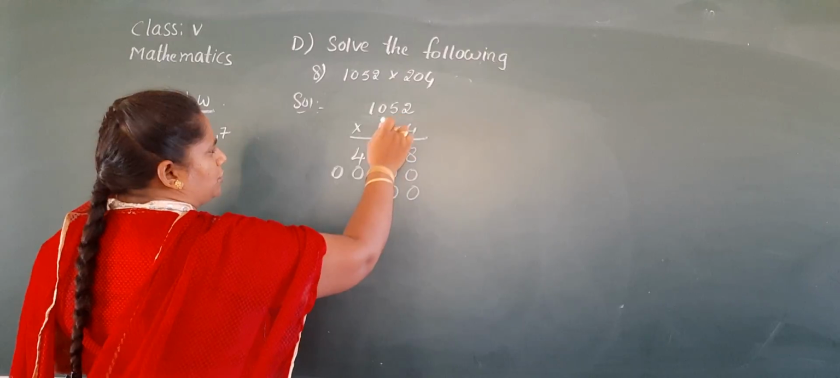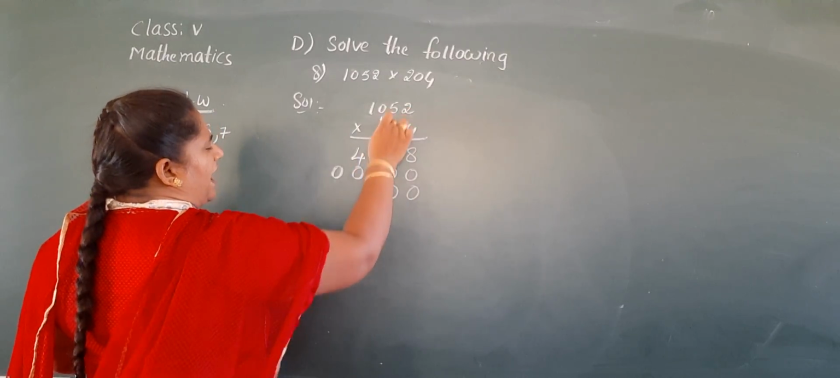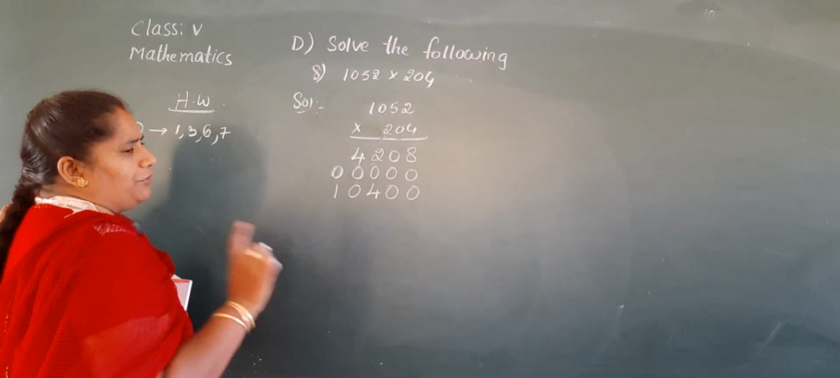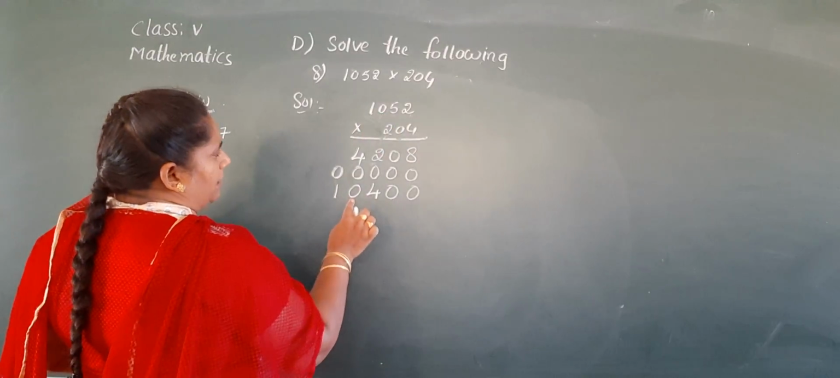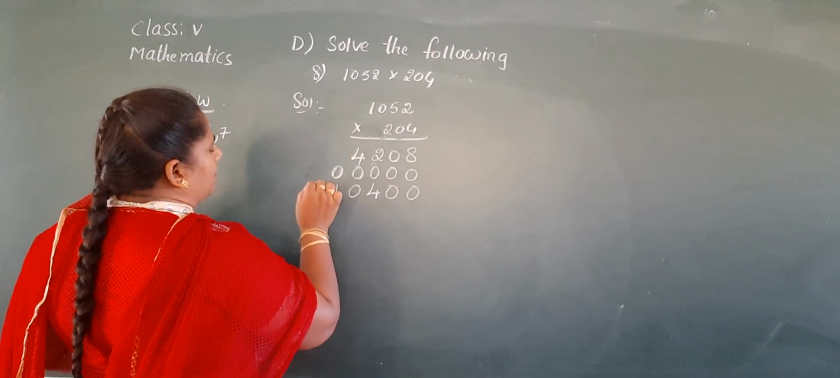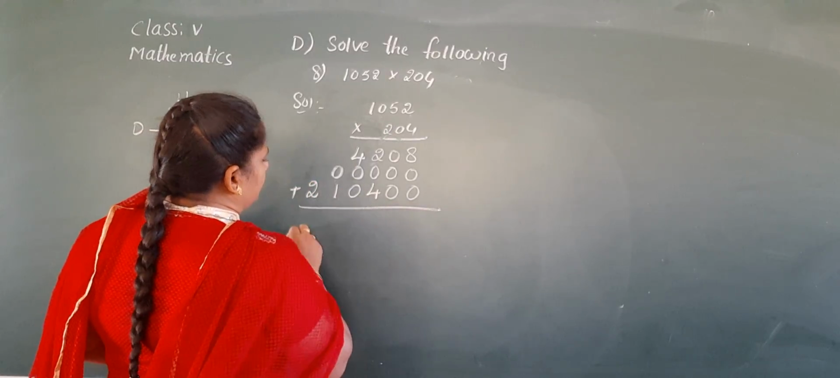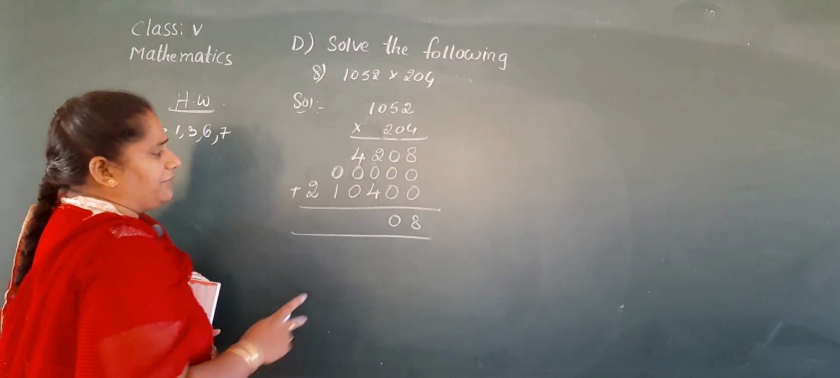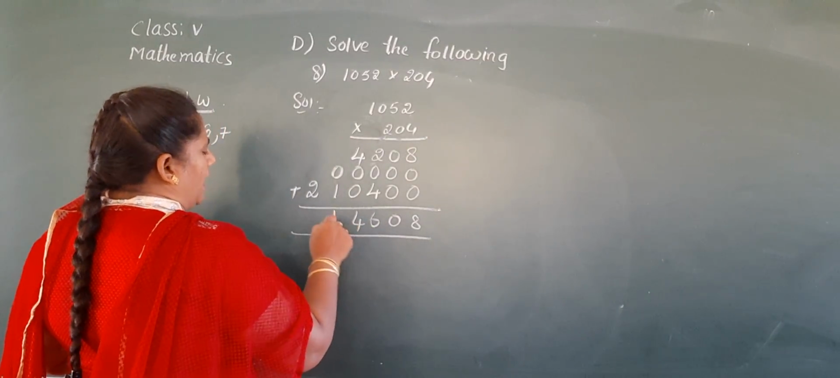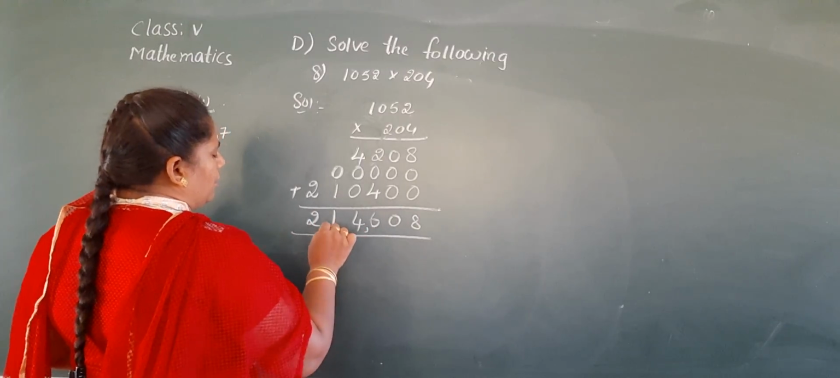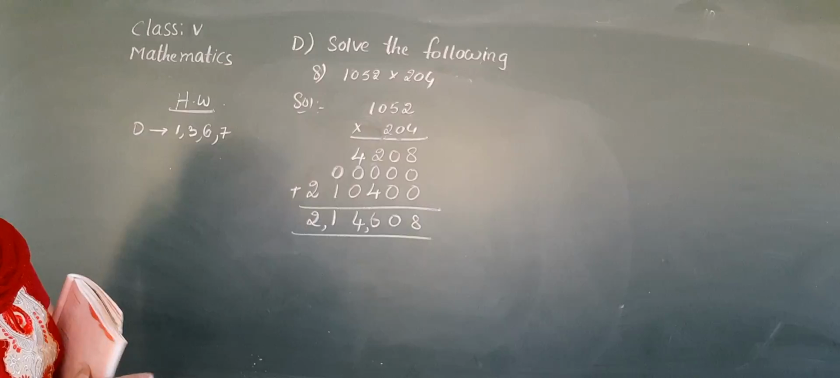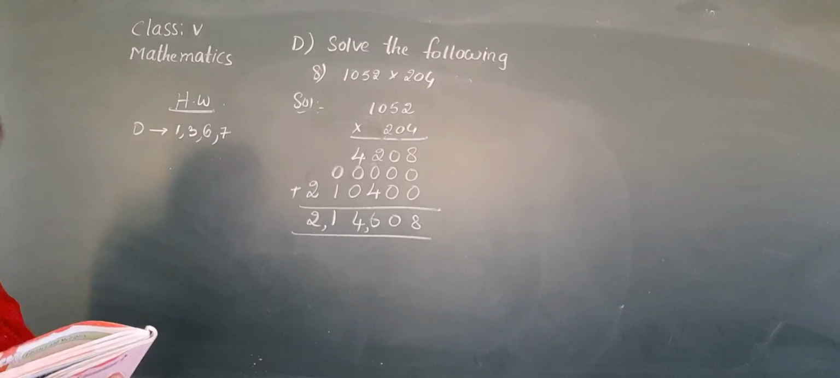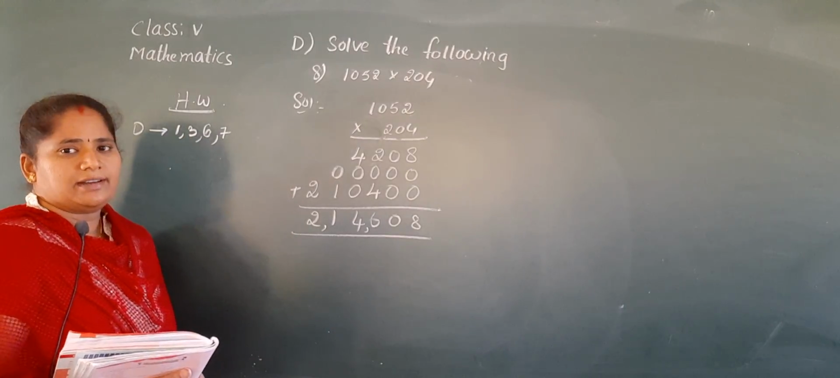Now keep 0 in the 1's place and 10's place. Multiply by the 100's place digit. 2 2s are 4. 2 5s are 10. Here 0 is there, so we write 10 down only. 2 1s are 2. Now add these numbers. 8, 0, 2 plus 4, 5, 6, 4, 1, 2. So the answer is 214,608. Let's note down, Nana. Note down in your classwork neatly.